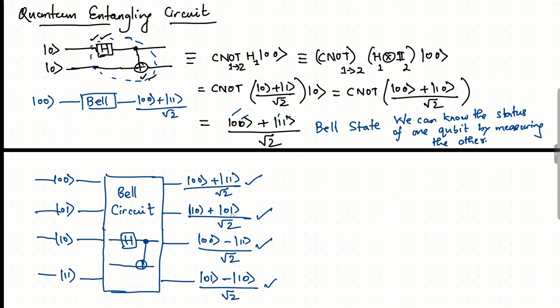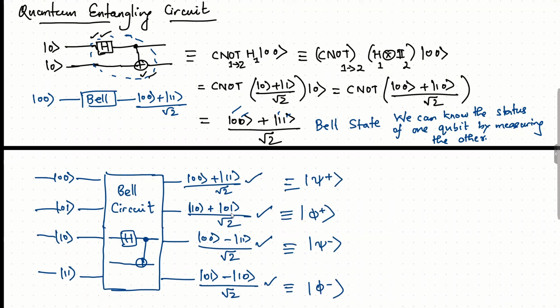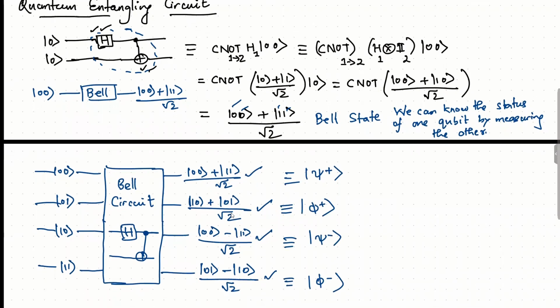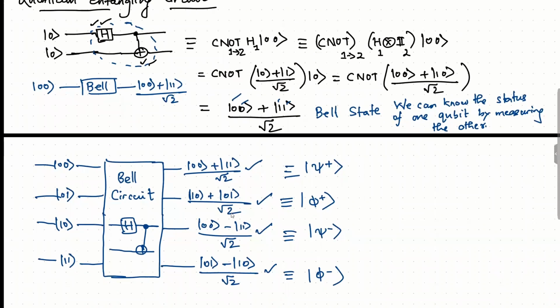People often write them using the following symbols. Some people write this as psi plus, this as psi minus, this as phi minus, and this as phi plus. So these are the four Bell states, and they form a basis of their own. So what I can write is this: psi plus, psi minus, phi plus, phi minus forms a Bell basis.